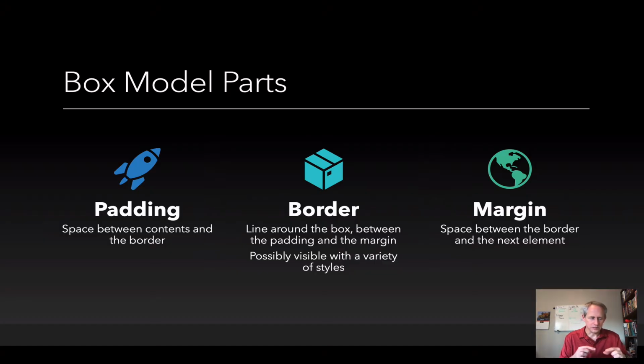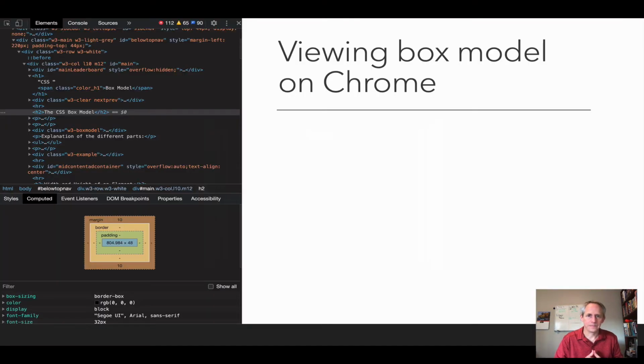So the padding is the space between those contents and the border. The border is that line around the box between the padding and the margin. Oftentimes it's visible, sometimes it's not. You get a lot of options in how to style that border. And then finally you've got the margin, that is the space between the border and the next element to the sides or up and down.